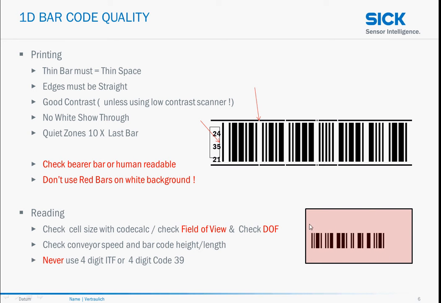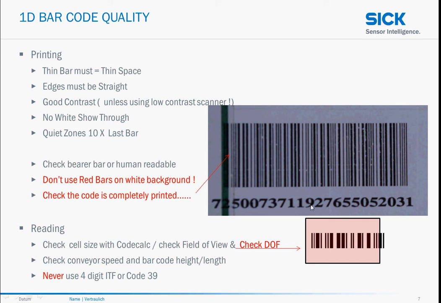When reading a 1D code with a vision system, you might have an oblong or rectangular shape of reading field of view, and it's important to make sure the code fits in the field of view. So it's important to check the cell size with CodeCalc and check the field of view and the depth of field. Another critical thing is never use a 4-digit Interleaved 2 of 5 or a 4-digit Code 39. They're very insecure, and if you do use a 4-digit Interleaved 2 of 5 code, then you'll find it can invent numbers just almost out of thin air or just on any highly printed media.